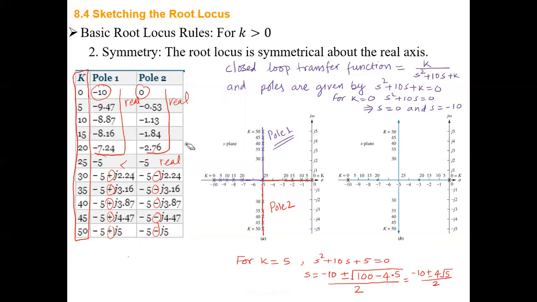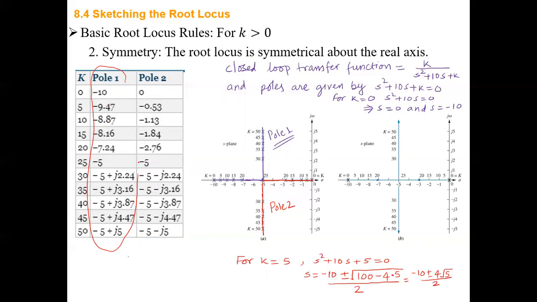Now let's plot it. All right, let's plot this pole. Let's plot pole number 1, then we'll do pole number 2. So when you plot it, what do you get? For k equals 0, what is the value of pole 1? Negative 10.